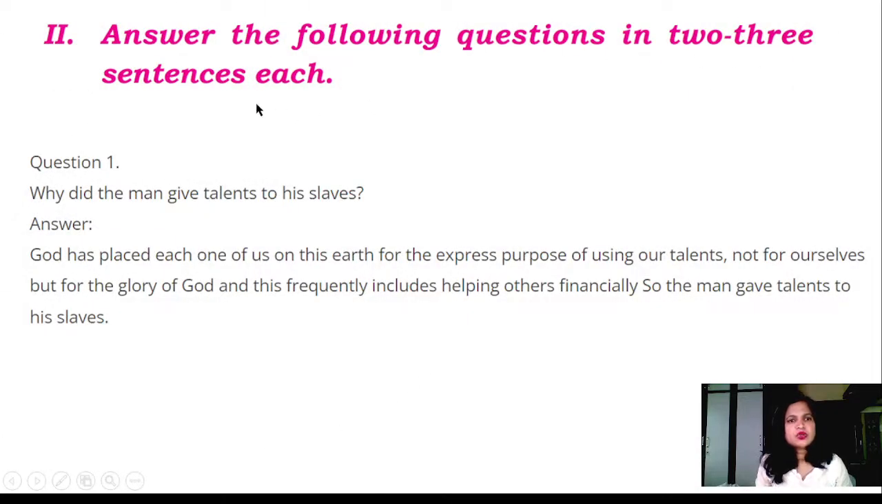Answer the following questions in 2-3 sentences each. Question 1. Why did the man give talents to his slaves? Answer. God has placed each one of us on this earth for the express purpose of using our talents, not for ourselves but for the glory of God. And this includes helping others financially. So, the man gave talents to his slaves.